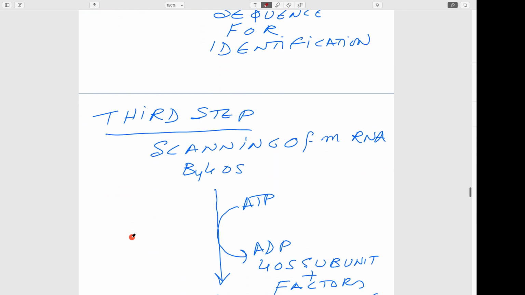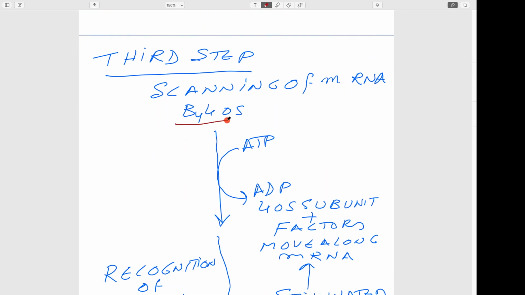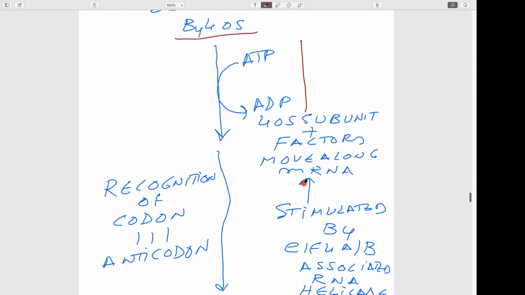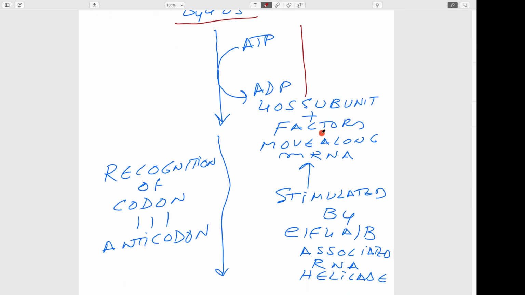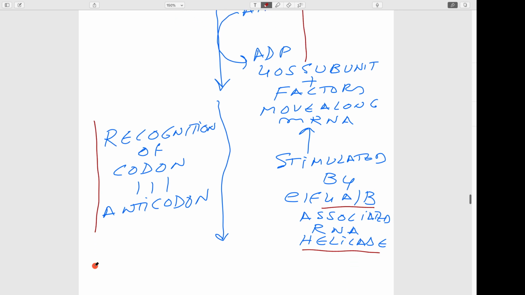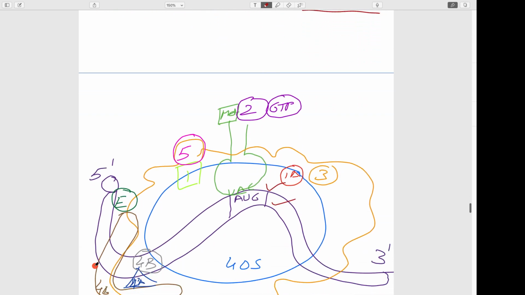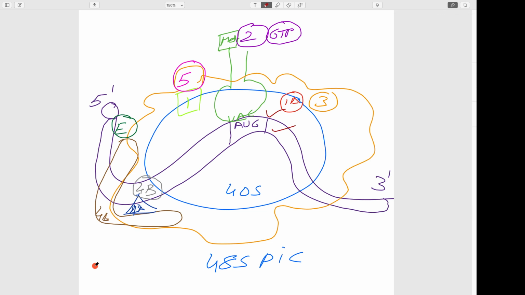Then, in the third step, scanning of messenger RNA by 40S takes place to find the initiator codon, that is AUG. It is an energy requiring process. ATP is converted to ADP and the 40S subunit along with the factors moves along the messenger RNA. That is stimulated by eIF4A and 4B associated helicase activity. The association takes place because there is recognition of codon and anticodon, that is bases. So the transfer RNA binds at the AUG.